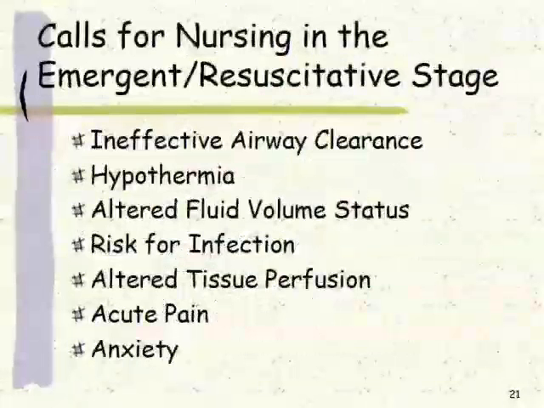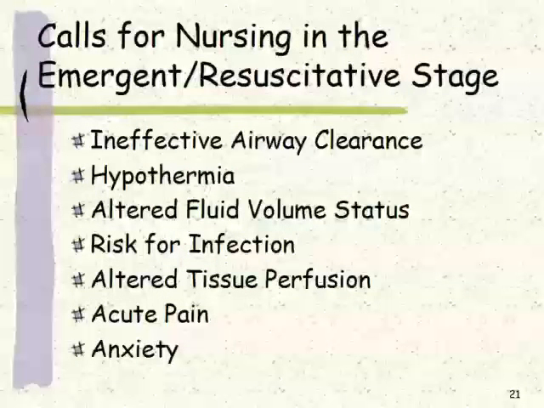This talks about nursing diagnoses in that first emergent resuscitative stage: ineffective airway clearance, hypothermia. Burn unit rooms are typically kept very warm, usually above 80 degrees, to eliminate drafts. The patients may sometimes be put under heat lamps and fluid warmers, have warming blankets, and the wounds are covered to try and keep that patient warm, because remember, they don't have that defense of the skin keeping them warm.